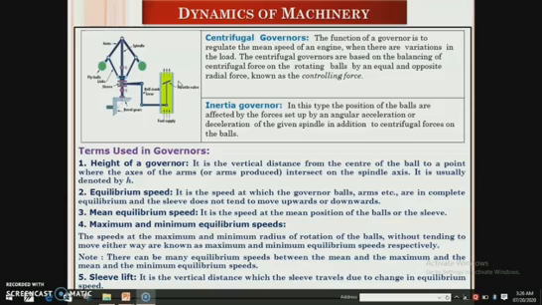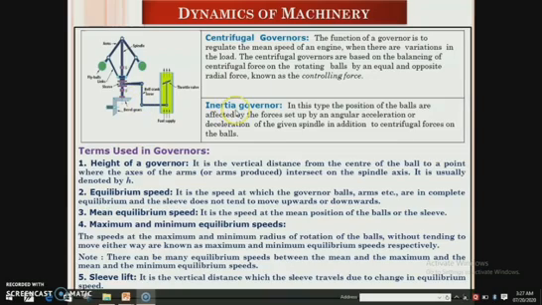When the load on the engine decreases, the engine and the governor speed increase, which results in increase of centrifugal force on the balls. Thus, the balls move upwards and the sleeve rises upwards. This upward movement of the sleeve reduces the supply of the working fluid and hence the speed is decreased. In this case, power output is reduced.